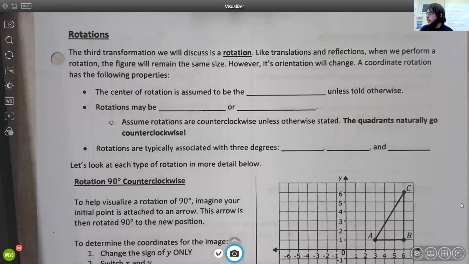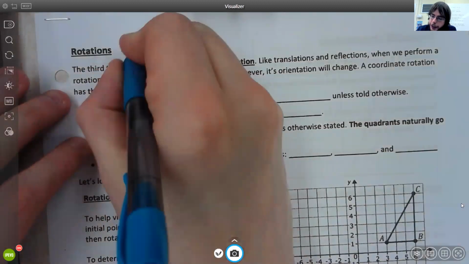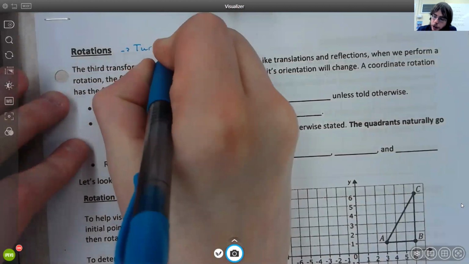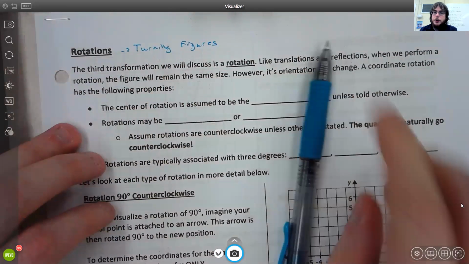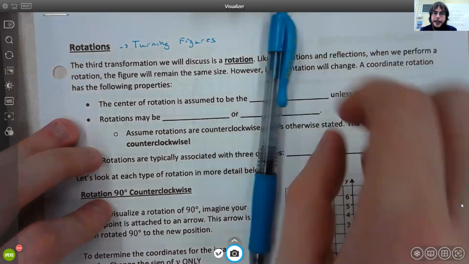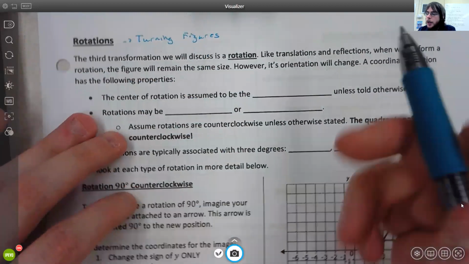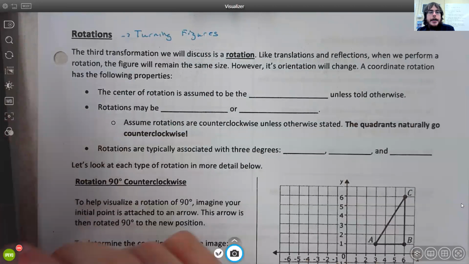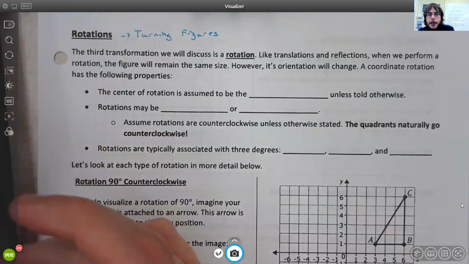So rotations, as you might be familiar with, are where we turn the figure in a certain orientation. So rotations are just turning figures, okay? Now, of course, you can turn a figure left or right. So for example, this pen, I could turn it left and I'm rotating it here by a certain number of degrees.